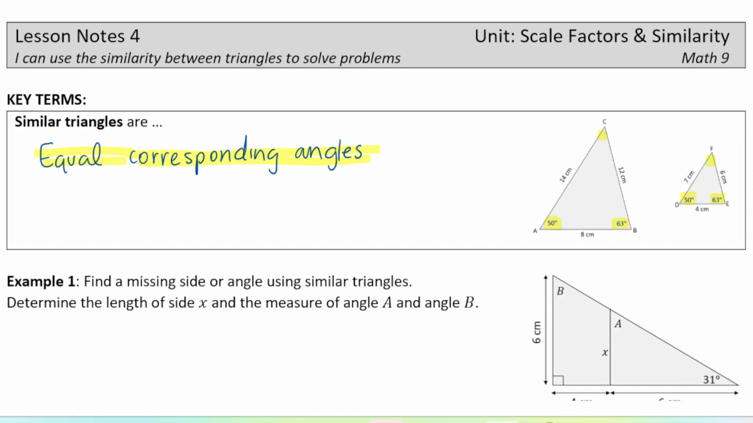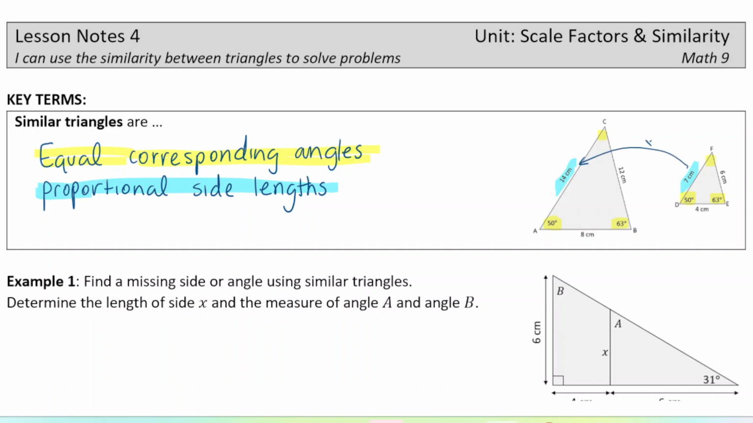Okay, and then they have proportional sides. What it means by proportional is they've just been multiplied by a scale factor. So just looking at this diagram here, let's look at the side lengths. So this one has a side length of 14 and this one has a side length of 7. It's been multiplied by 2, right? And same for every single side. They're all going to be multiplied by the same scale factor.